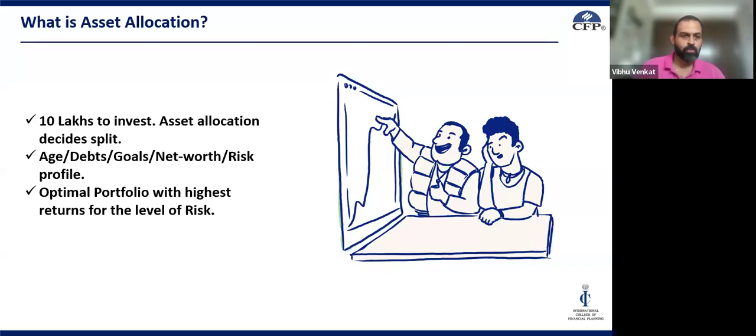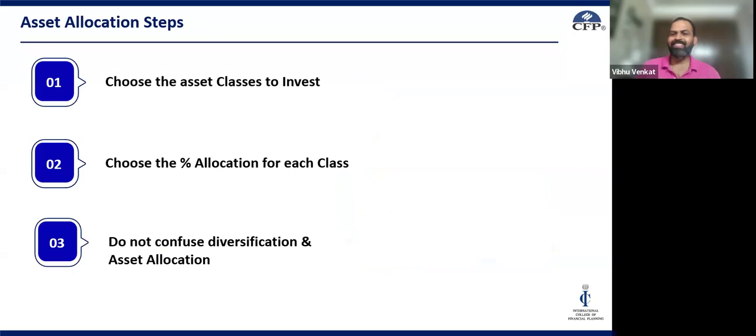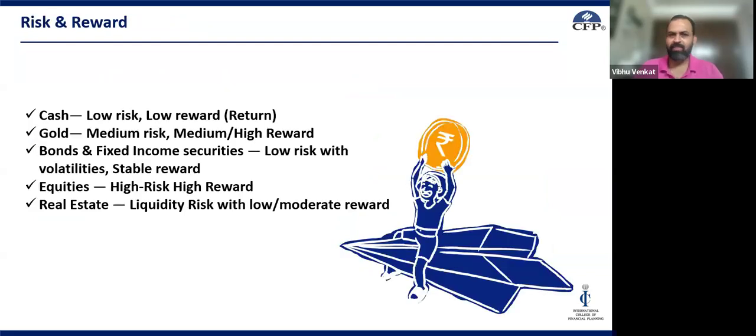All right. So let's now see the asset allocation steps. These are very, very simple steps. A lot of us confuse this. First, you have to choose what are the asset classes that I have to invest in. Now, what are the different asset classes? We'll see in the next slide, like cash, gold, bonds, equities, real estate, and so on.